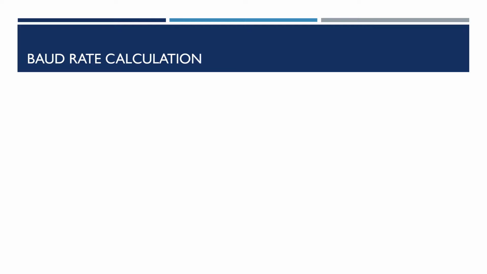The first thing that we do is understand that there are several standard baud rates at which UART communication can take place, like 4800, 9600, 115200, etc. Therefore, to get the required baud rate, what we need to do is find something called a division factor.